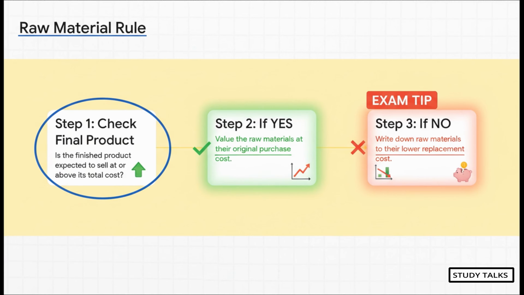The logic is you're still going to recover their cost when you sell the final product. The only time you write down the raw materials is if the finished product they go into is also expected to be sold at a loss. Then you value them at their new, lower replacement cost.